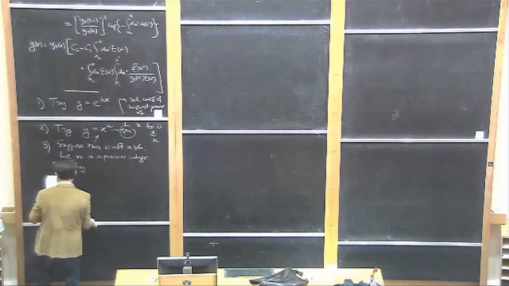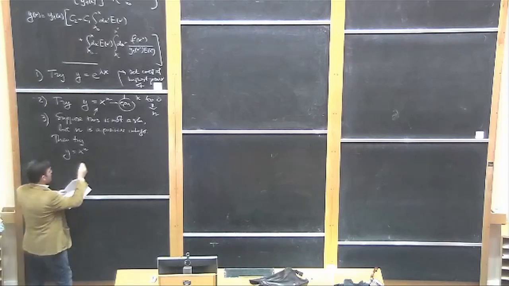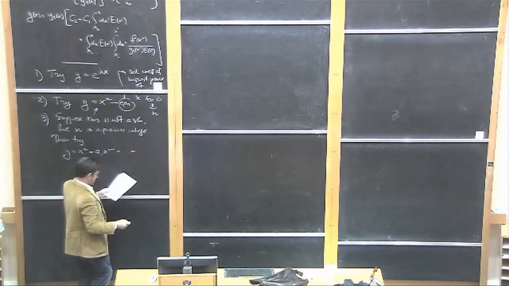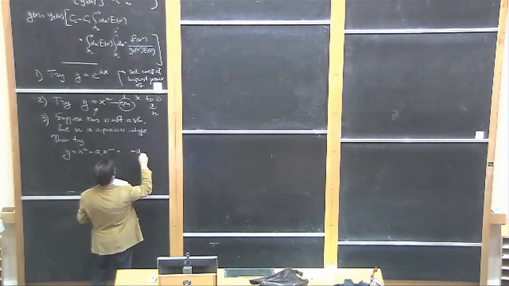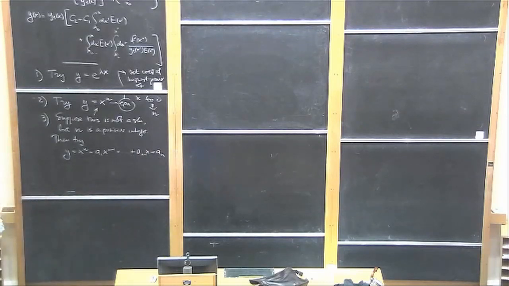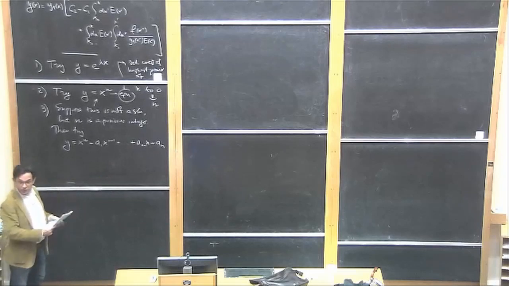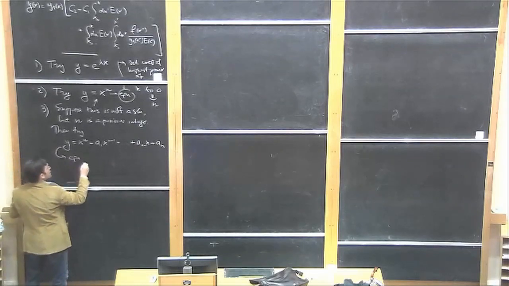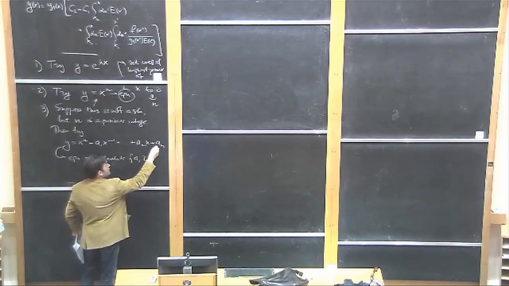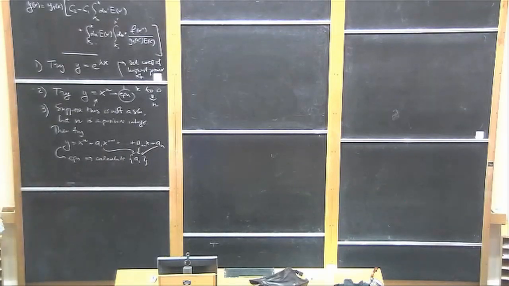Then try this. Try the following function: y equals x to the n plus some coefficient a1 x to the n minus 1, etc., plus a(n-1) x plus a n. So take a polynomial, in other words, of order n. Stick this into the equation and calculate the coefficients a i for which this is a solution. Okay? This usually works.